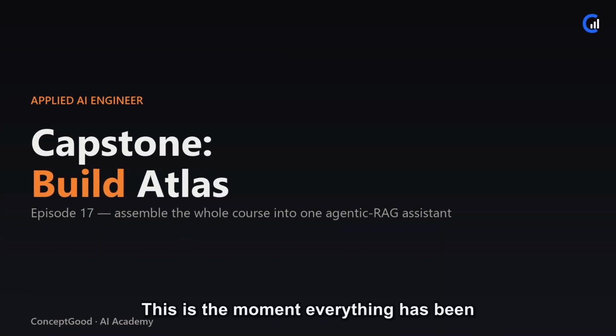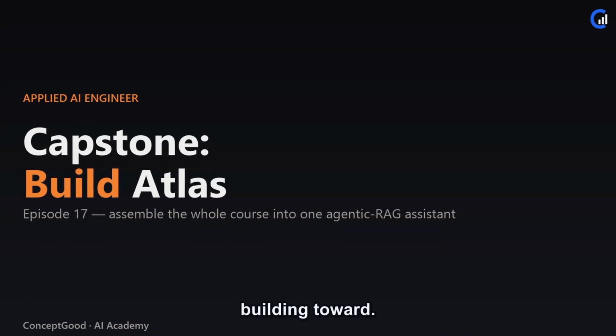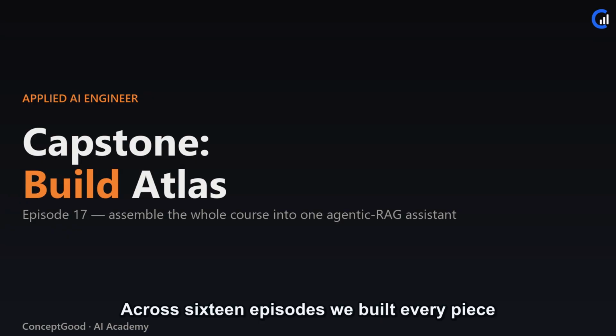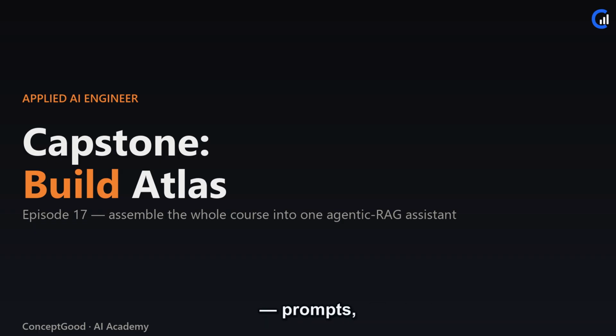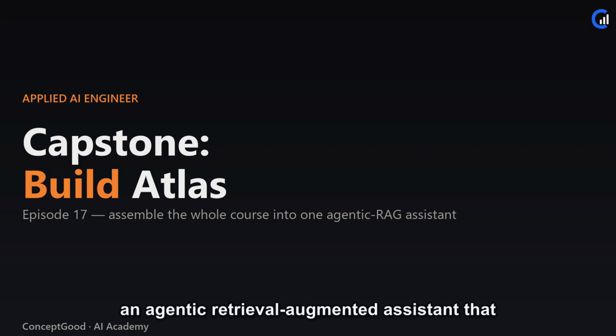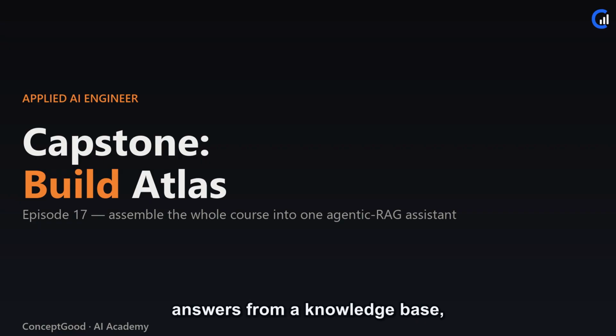This is the moment everything has been building toward. Across 16 episodes, we built every piece of a production AI assistant in isolation: prompts, retrieval, tools, agents, memory. Today we assemble them into one real application, Atlas, an agentic retrieval-augmented assistant that answers from a knowledge base, uses tools when it needs them, and remembers the conversation. This episode is the build, the next one ships it. Let's put it all together.